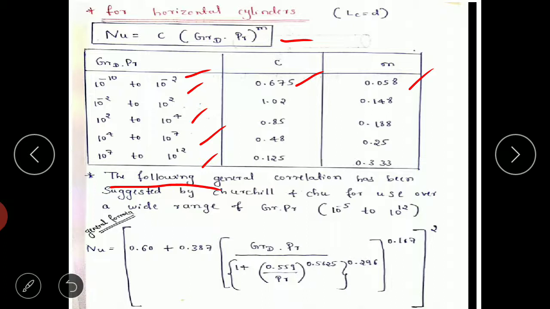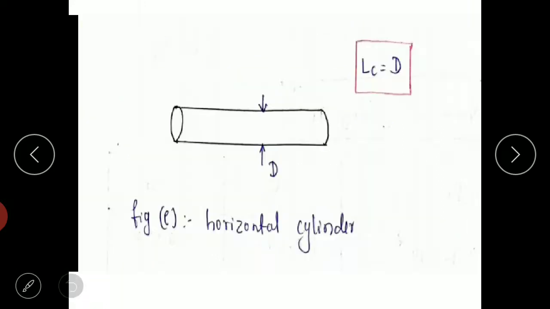The following general correlation has been suggested by Churchill-Chu for use over a wide range of Gr Pr, from 10 power minus 5 to 10 power 10. Either you can use the first one or the correlation suggested by Churchill-Chu. You can use any one of them, but the formula suggested by Churchill-Chu is considered to be more accurate. This is how the horizontal cylinder looks, and the characteristic length is mentioned here, which is the diameter of the cylinder.